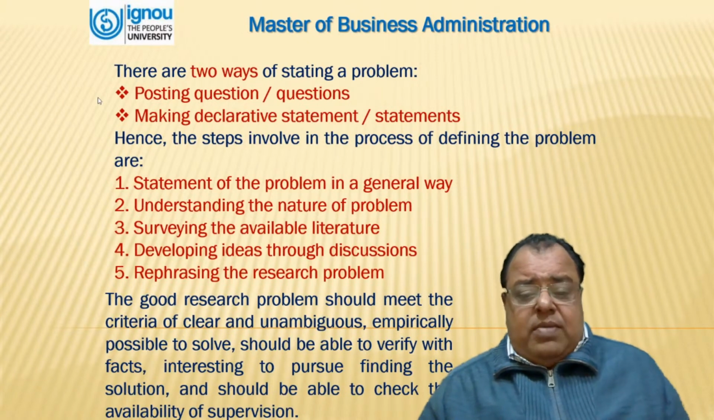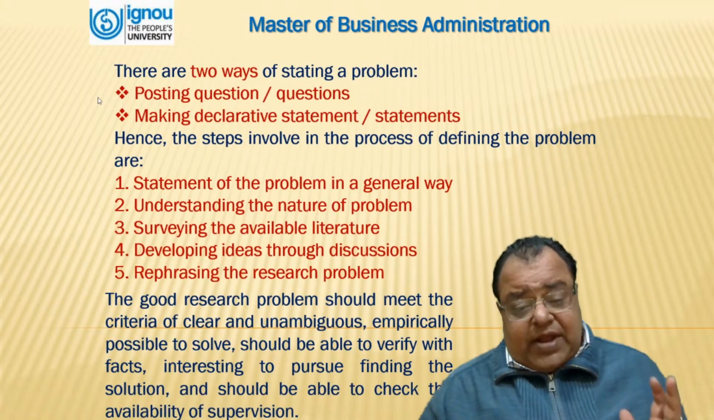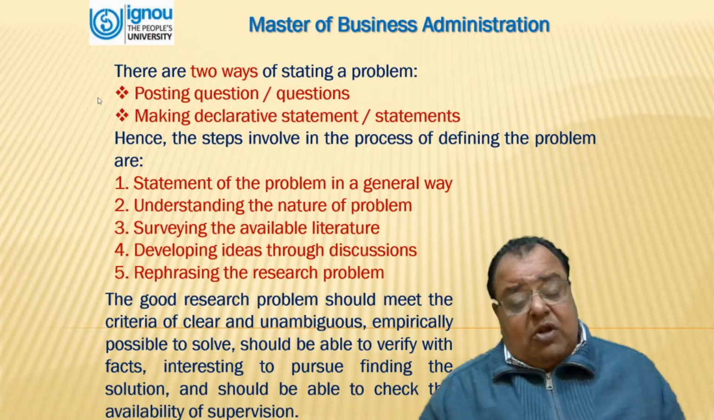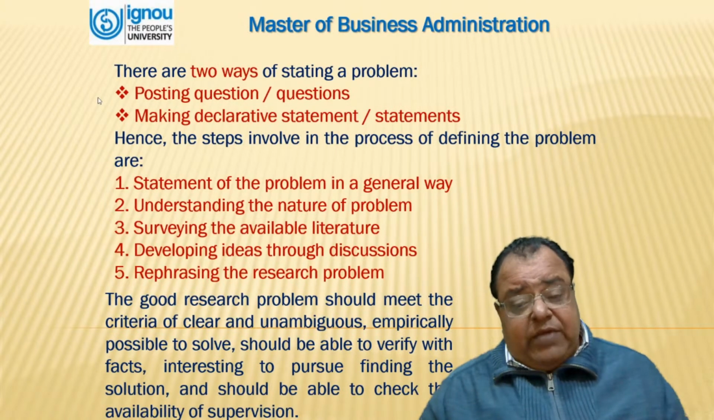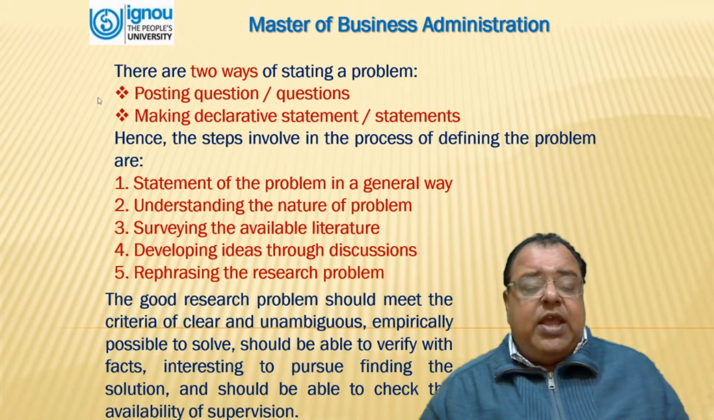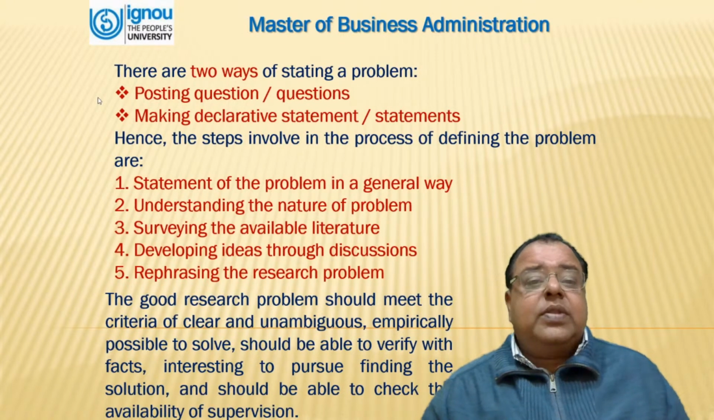A good research problem should meet the criteria of being clear and unambiguous, empirically possible to solve, able to verify the facts, interesting to pursue, finding a solution, and should be able to check the availability of supervision.